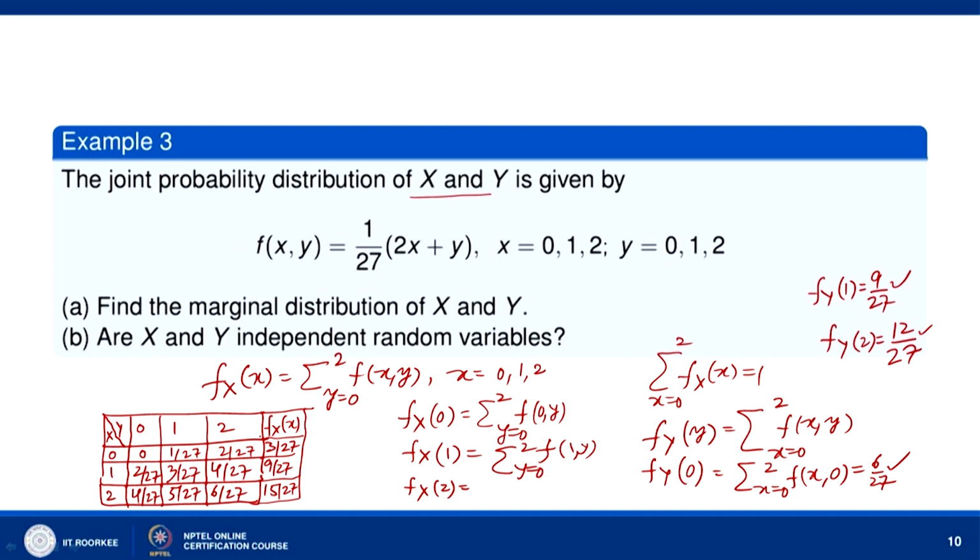So, for the marginal distribution of y, we have this table. Y takes values 0, 1, 2. When y is 0, it is 6 by 27. When y is 1, it is 9 by 27. When y is 2, it is 12 by 27. So, this is the marginal density function of y with respect to the joint distribution. This is the marginal density function of x, f_X(x), which you can write in the form of a table.